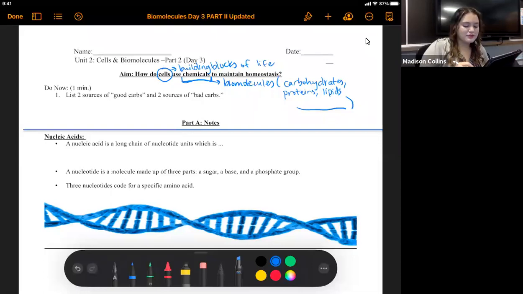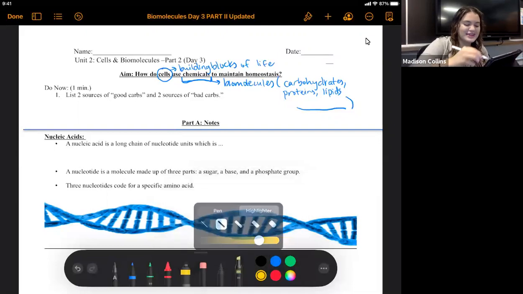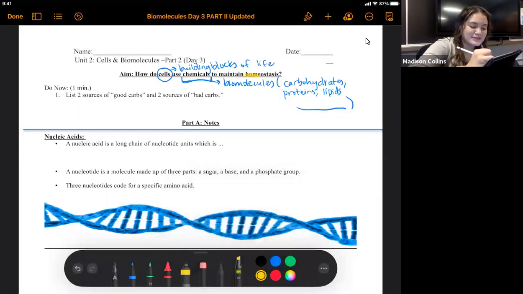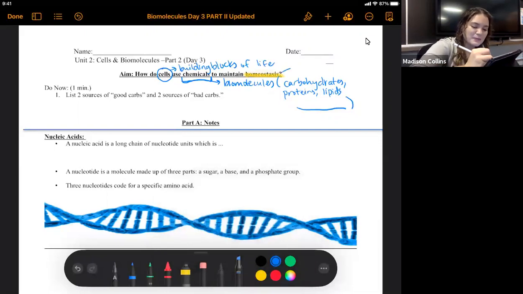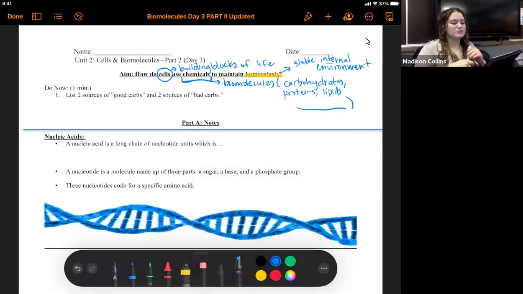The third thing I want you to annotate on this aim is that lovely word I told you you'd see a lot. Remember that homeostasis means maintaining a stable internal environment. At the end of this lesson, you should be able to answer this aim using our new biomolecule. But first, your do now.